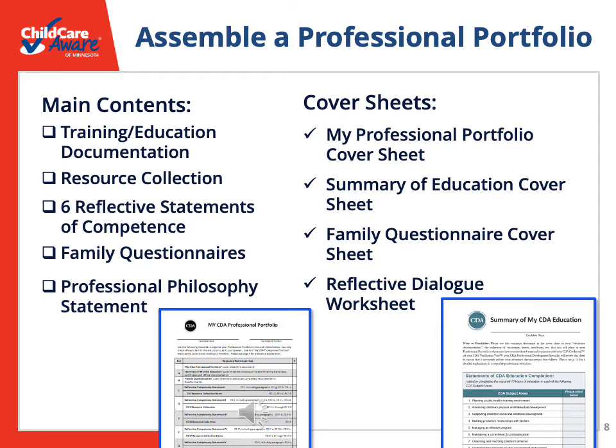Within the 6-month period prior to applying for your CDA, you should put together your professional portfolio. The portfolio must include the following contents: training and education documentation, resource collection, 6 reflective statements of competence, family questionnaires, professional philosophy statement, and cover sheets. All of the details on how to create and assemble your portfolio are listed in the CDA Competency Standards textbook. You must create your own portfolio, and all items must be written in your own words.